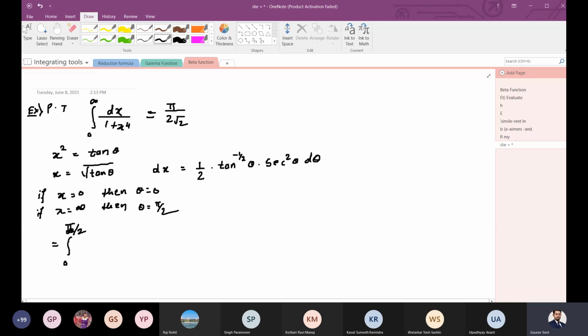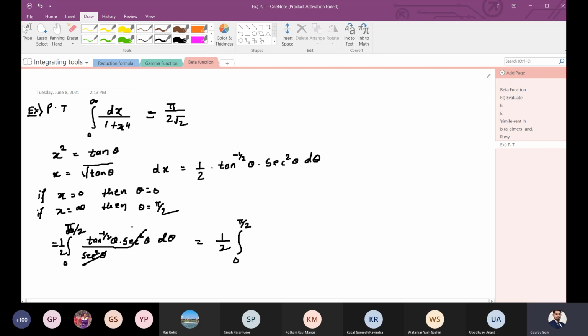Okay, so after substituting this, what do you get? Integration 0 to pi by 2. 1 plus tan square, you will have sec square in the denominator. dx will become 1 by 2 tan raised to minus 1 by 2 theta sec square theta d theta. This 2 gets cancelled out. So this is 1 by 2 integration 0 to pi by 2.